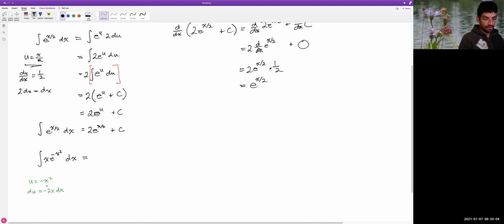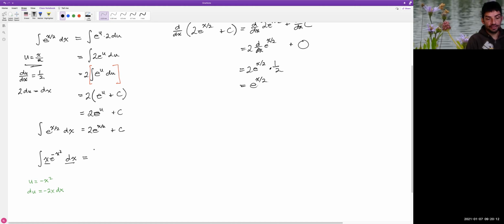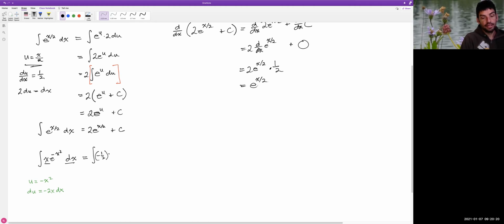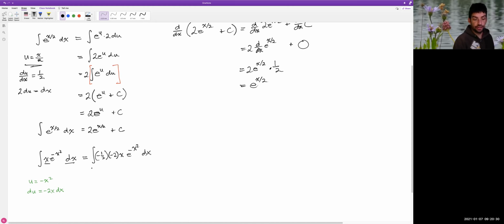So if I notice I've already got an x dx in here. I need a negative 2. I can't just write negative 2 because I want to. What I can do, though, is write something like negative 1/2 times negative 2 x e to the negative x squared dx, right? Because all I've done here is add a factor of 1, which doesn't change anything.